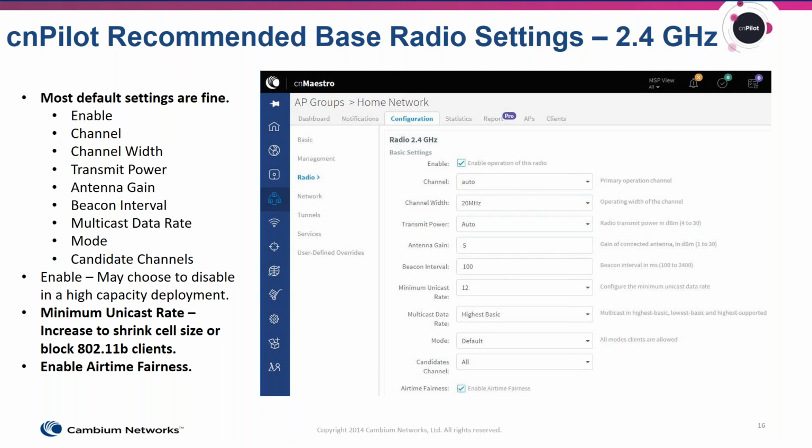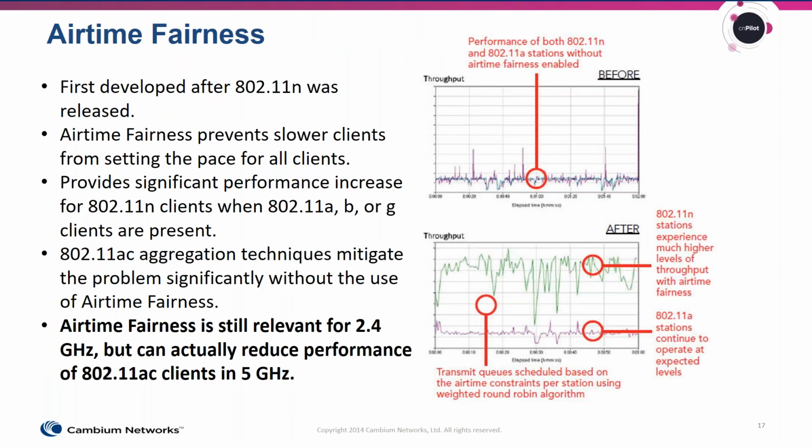Airtime Fairness is something you should enable also in the 2.4 band. So that's something I want to go into a little more detail. What is Airtime Fairness? What does it do? And why does it make sense to turn it on in the 2.4 band?